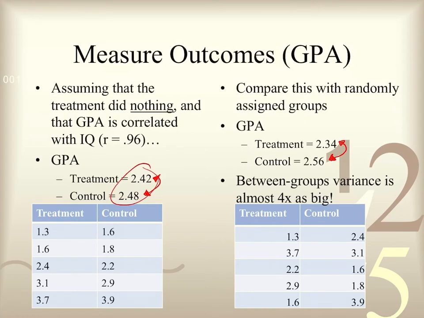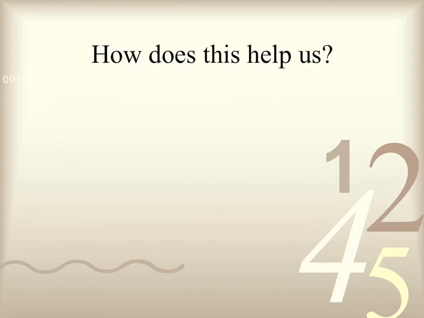In other words, our matching reduced the variability between groups due to error by 75%. Because we know the treatment did nothing, this is all error, 4 times as much error. So how does this help us in the long run? Well, IQ we know is correlated with GPA. But if you're doing an experiment on, let's say, happiness, maybe you know that extroversion is correlated with happiness. So you want to pre-measure people on their extroversion levels.